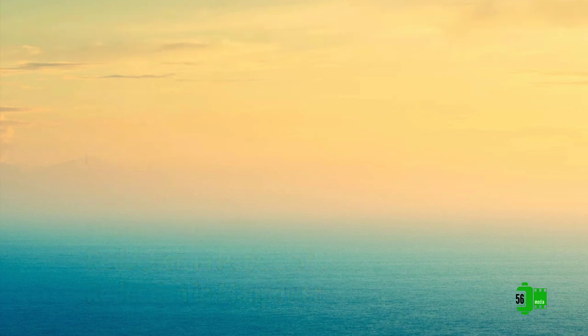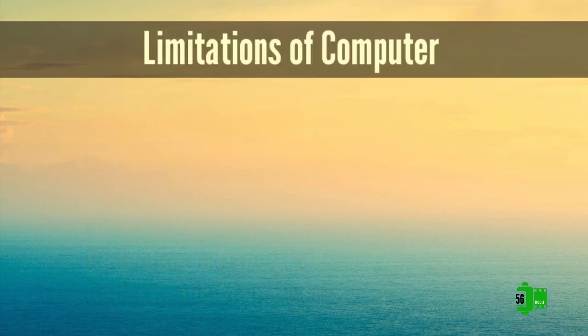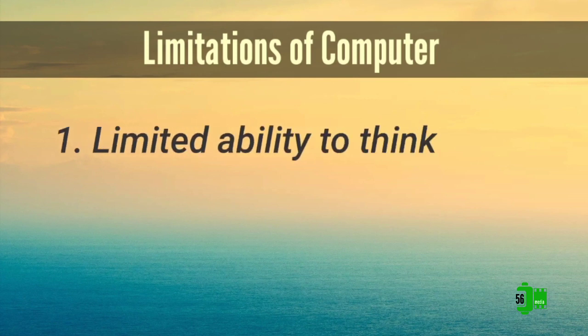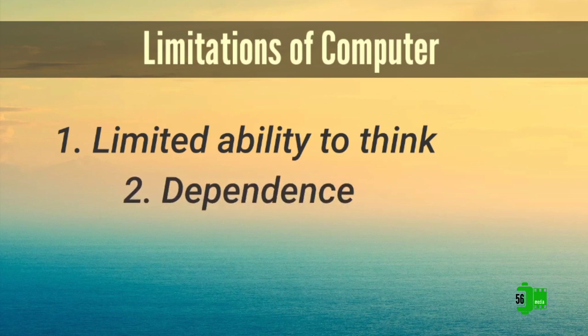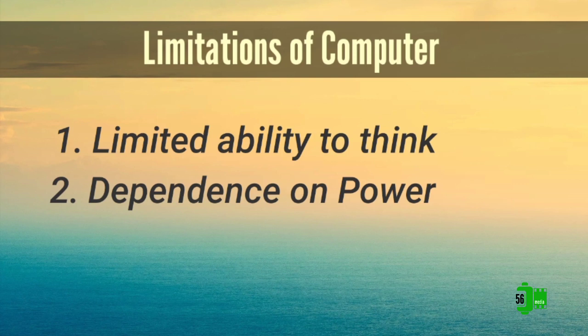Next, we can go through a few limitations of a computer. Limited ability to think. Today, the computer era is running with AI, artificial intelligence. Somehow, it also has some limitations in thinking when competing with human beings. Dependence on power. Electric supply is necessary for a computer to work.